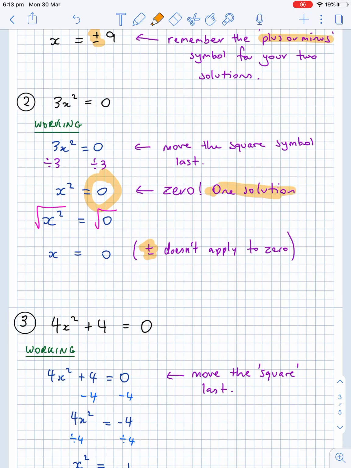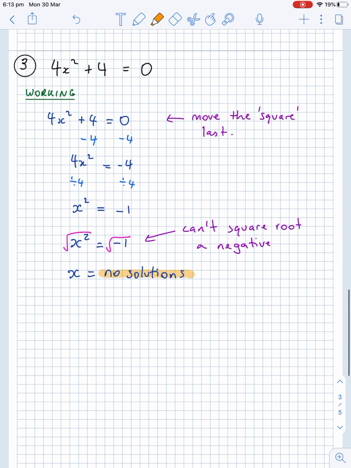When we have 0, we've got to think 1 solution. And square root of 0, both sides are square rooted. Square root of 0 stays 0. And we don't worry about the plus or minus. It doesn't apply to 0. So your answer is just 1 solution, and that is x equals 0.